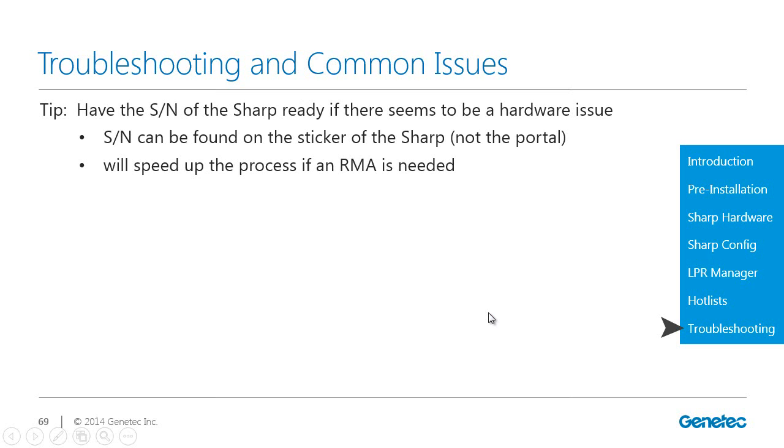Another quick tip related to the camera, if you do need to make a support call that's related to the hardware, please make sure you have the Sharp serial number ready in case we do need to make an RMA request for the unit. The serial number needs to come from the sticker on the physical unit, which may not be the same thing as the one you see from the portal. So don't trust the portal one, take a look at the actual unit and pull the serial number from there.